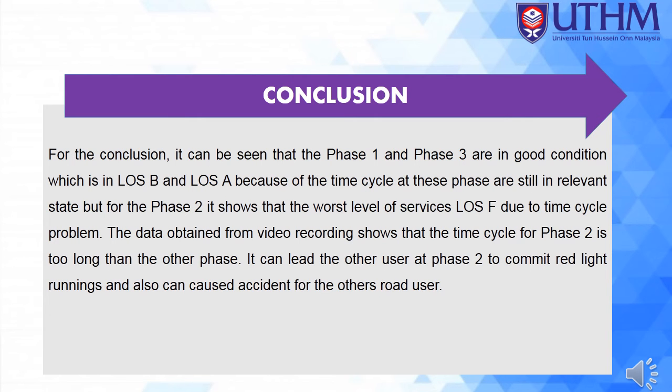For the conclusion, it can be seen that phase 1 and phase 3 are in good condition, which is LOS B and LOS A, because the time cycle at these phases is still in a relevant state. But for phase 2, it shows the worst level of service, LOS F, due to a time cycle problem. The data obtained from video recording shows that the time cycle for phase 2 is too long compared to the other phases. It can lead other users at phase 2 to commit red light running and can also cause accidents for other road users.